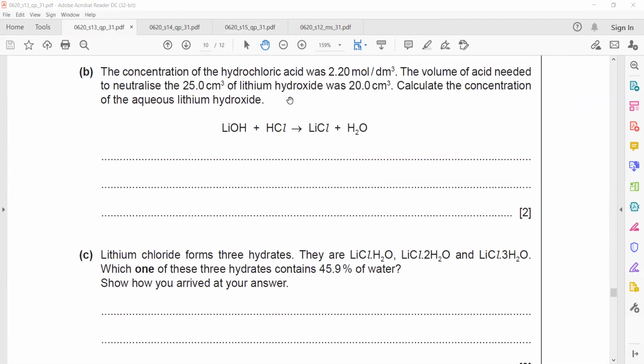The concentration of hydrochloric acid is given. The volume of acid needed to neutralize 25 cm³ of lithium hydroxide was 20 cm³. So this is the volume of lithium hydroxide and this is the volume of hydrochloric acid. Calculate the concentration of lithium hydroxide. How will you do this question? You have the concentration and volume of hydrochloric acid, and you need the concentration of lithium hydroxide.